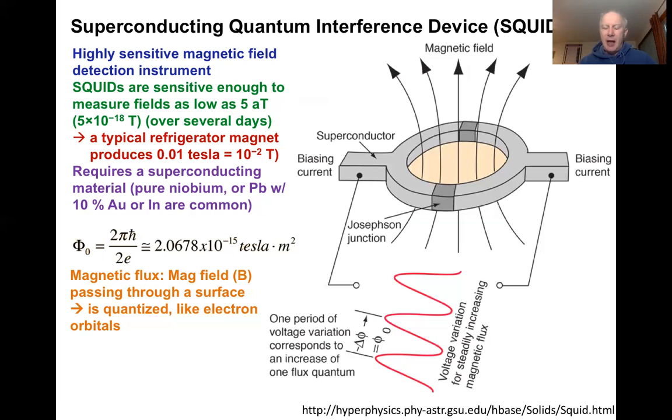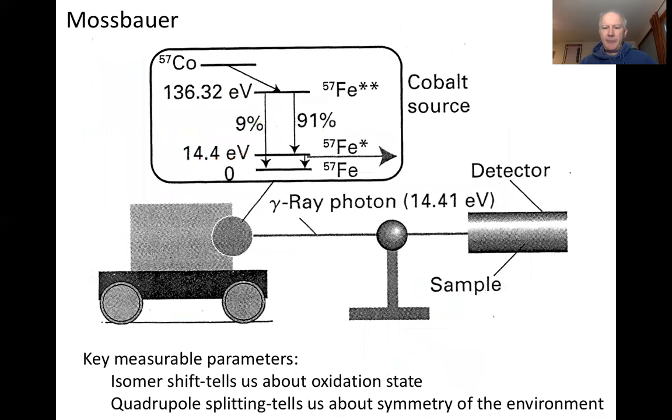So the last technique I want to talk about briefly is a technique called Mossbauer spectroscopy. And one of the reasons why I want to talk about it is that it's a little bit bizarre. And it's a technique that actually measures absorption due to nuclear transitions.